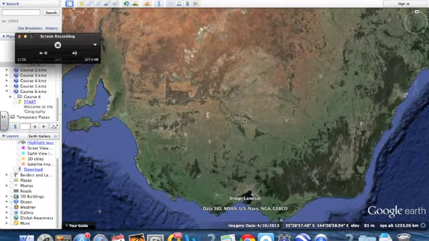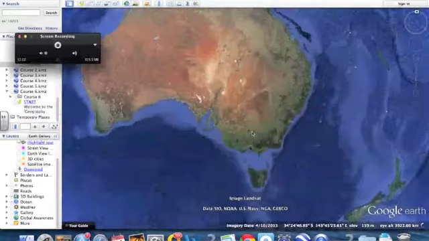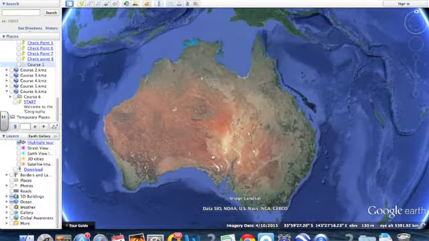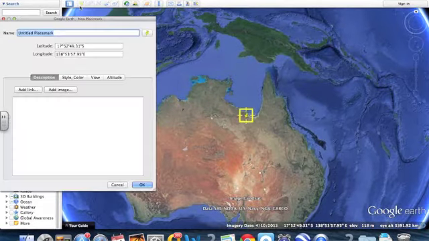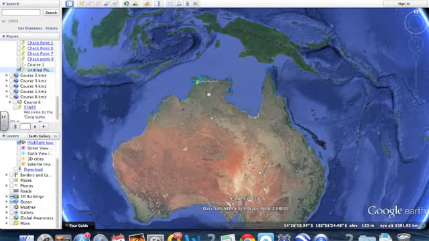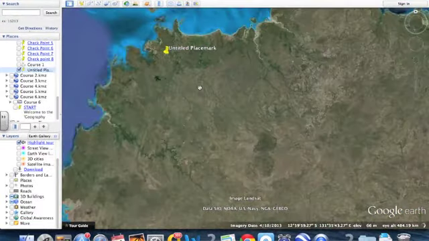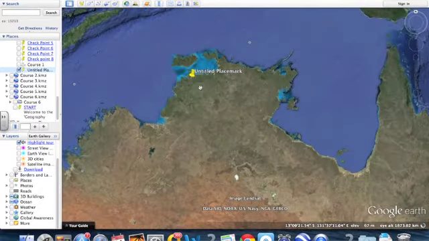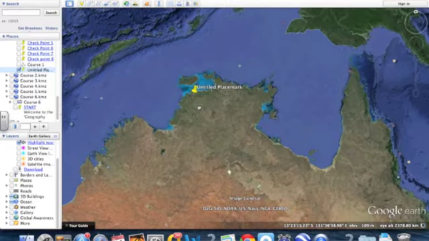Okay, now we'll look at some information about Australia's climate. So let's zoom out. Now Darwin is located right there. Okay, I'll zoom in. More or less there. I might be out a few Ks, but that's pretty much it.